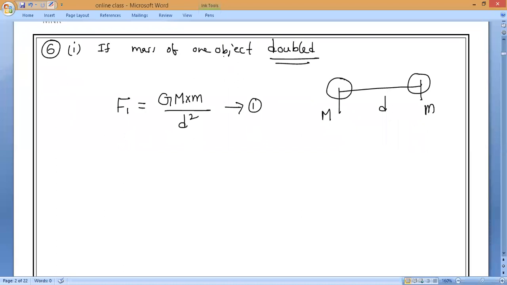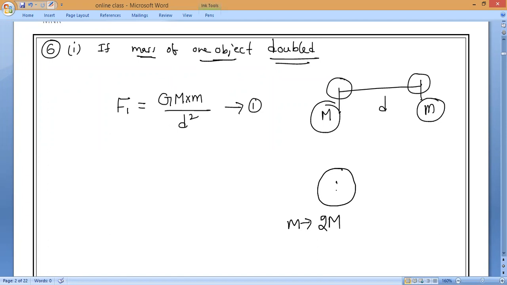Now they are saying one of the masses, the mass of one of the objects, becomes double. So which one do you want, either capital M or small m? Your choice. Let me take capital M only becoming double, which means M becomes 2M. That's all. They are not talking about distance, so distance remains constant, and this is small m only.